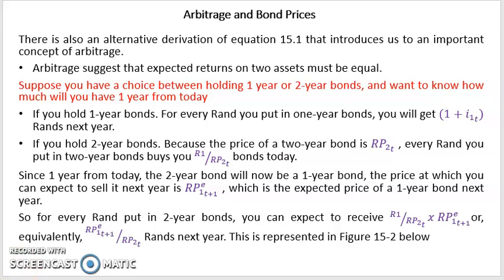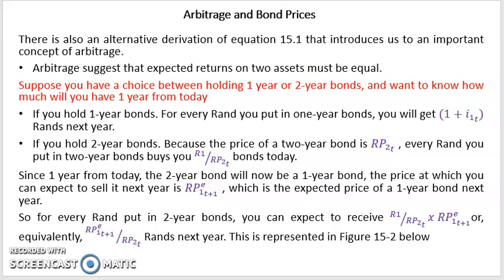Arbitrage suggests that expected returns on two assets must be equal. Suppose you have the choice between holding 1-year bonds or 2-year bonds, and what you care about is how much you will have 1 year from today. So which bond should you basically hold? This concept of arbitrage will help us answer this question.